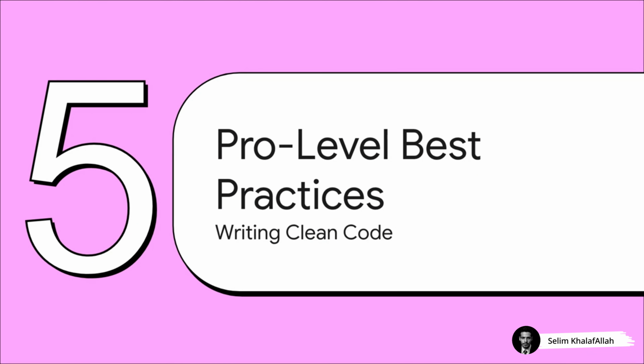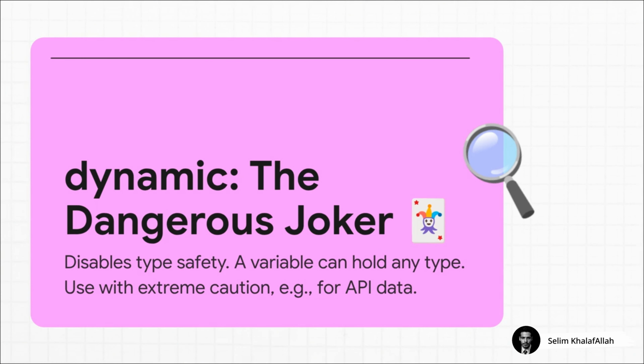Okay, last section. Section 5. Pro-level best practices. We've seen all the tools. Now let's put it all together into a simple set of rules for writing code that's clean, safe, and professional. A huge part of being a pro is knowing what tools not to use, and that brings us to dynamic. It's the wild card, the joker in the deck.